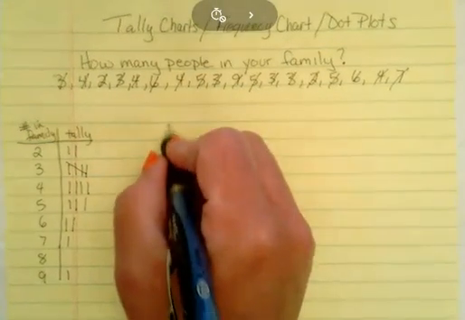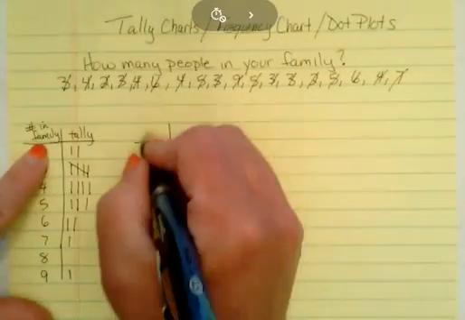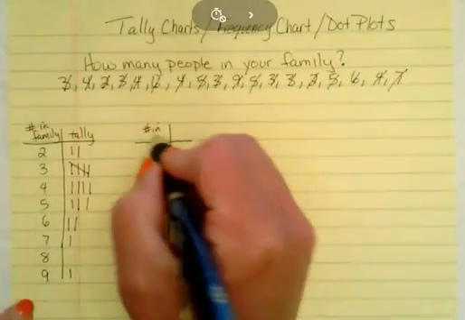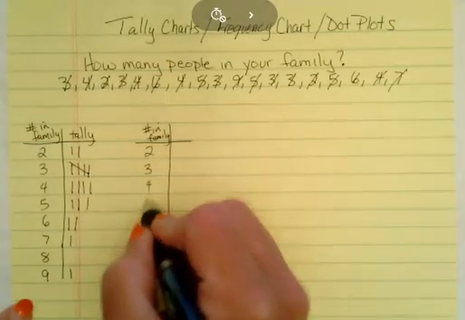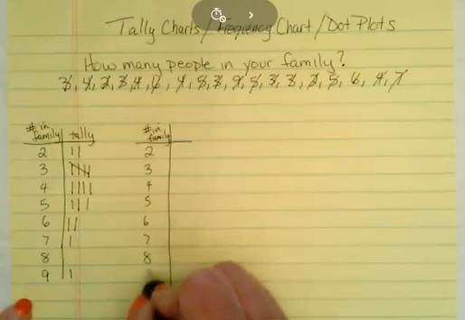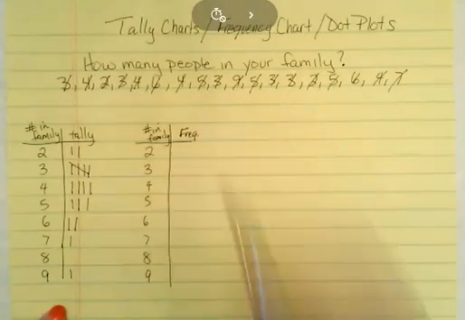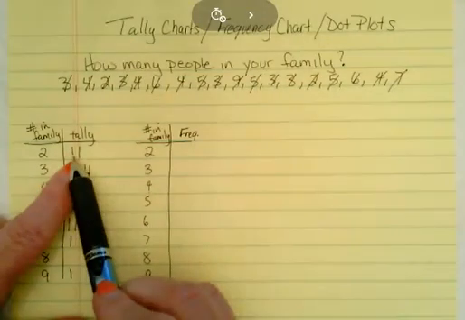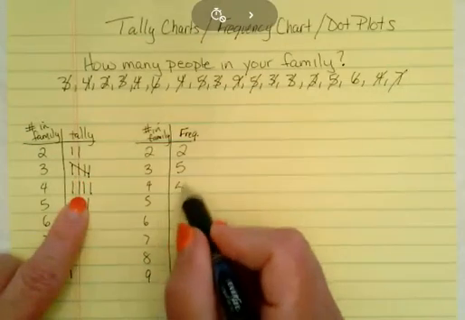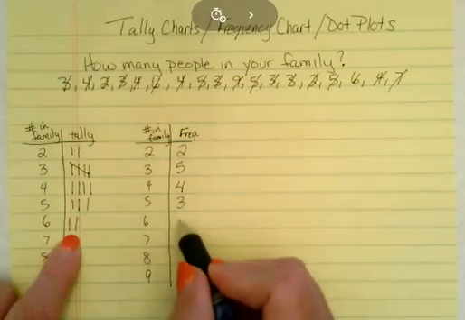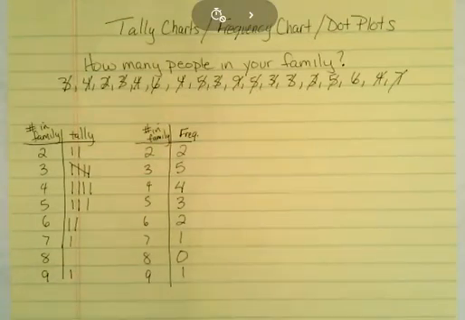So again, it's still a T-chart. The number on the left-hand side is still going to be the number in your family. Okay, I'm still going to go from 2 to 9. But now instead of tallies, we're going to have the frequency. So instead of the tallies, I'm just going to count. There were 2 2s, there were 5 3s, 4 4s, 3 5s, 2 6s, 1 7, 0 8s, and 1 9. Okay, so that's just a frequency.